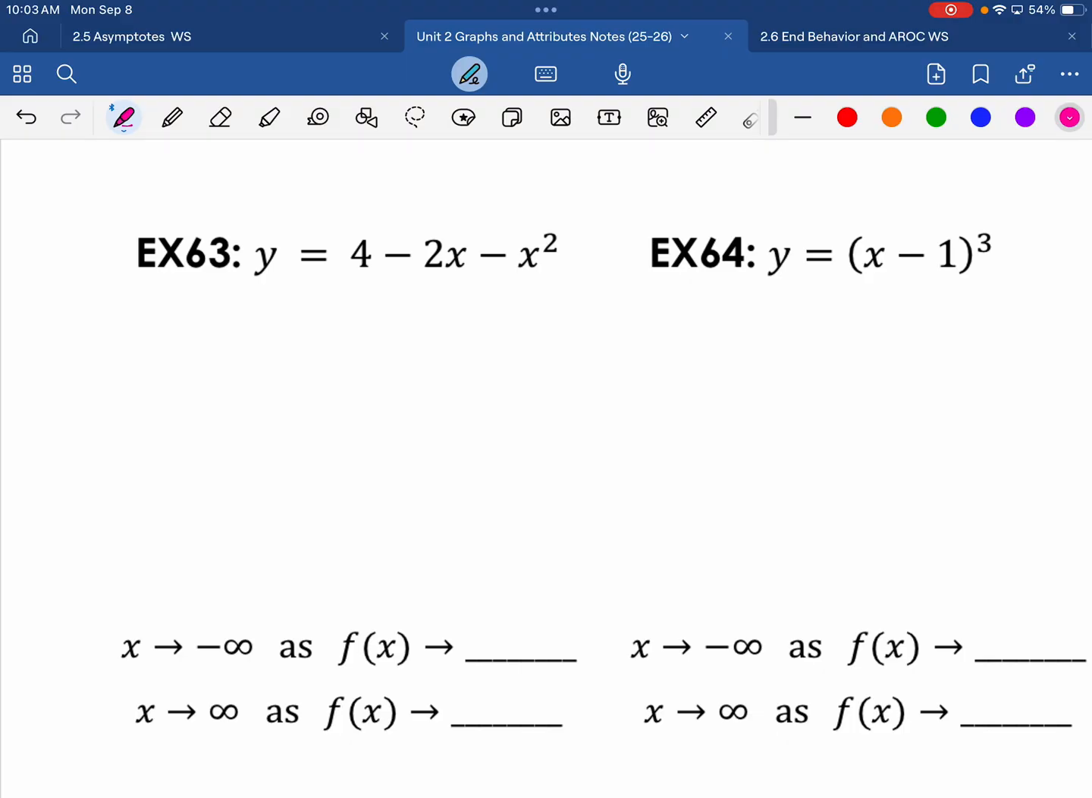On 63, all I care about is the biggest exponent. I don't care about any of this other stuff. So this guy here is even. The 2 is even with a negative leading coefficient. Because it's even, they're going to both go in the same direction. And then since it's negative, they're both going where? Down. So negative infinity, negative infinity.